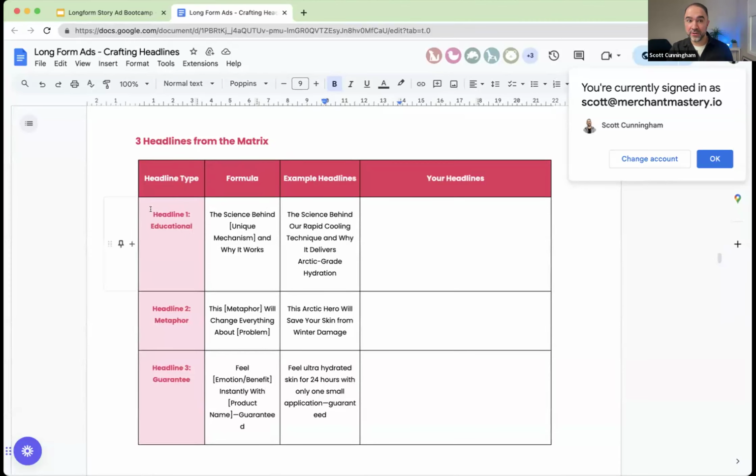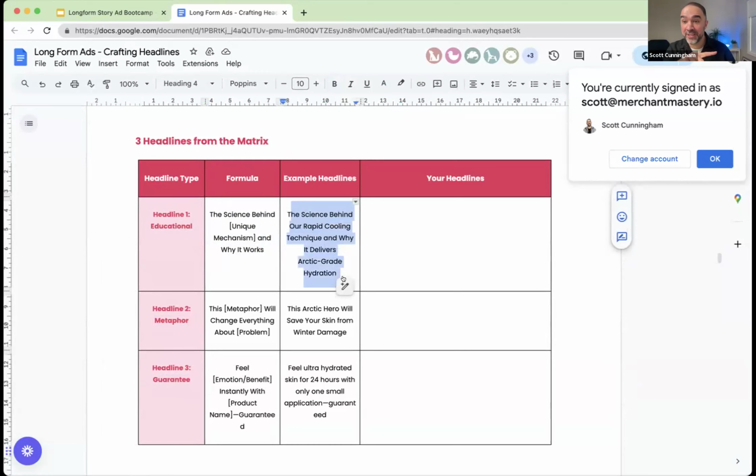Okay, so you would list yours here. Mine were educational, metaphor, guarantee. And then there's two formulas for each type of headline. So you pick the one you like, pick the one that you think you can fill out better. This one says the science behind unique mechanism and why it works. The science behind our rapid cooling technique and why it delivers Arctic grade hydration.